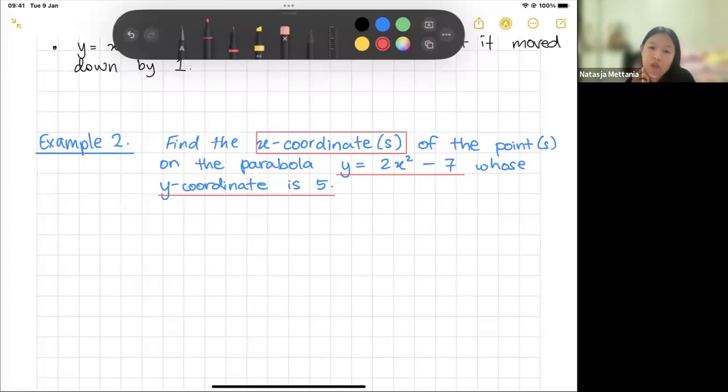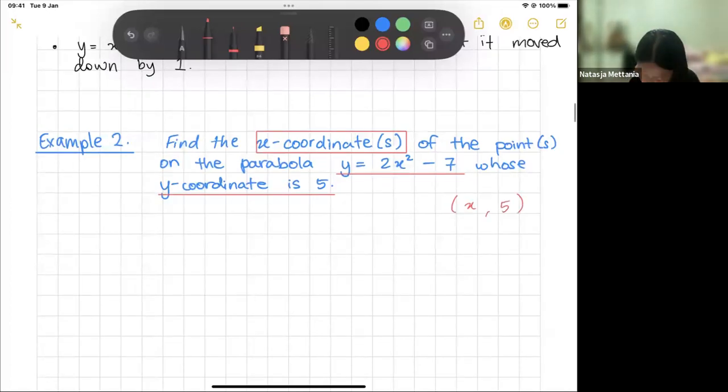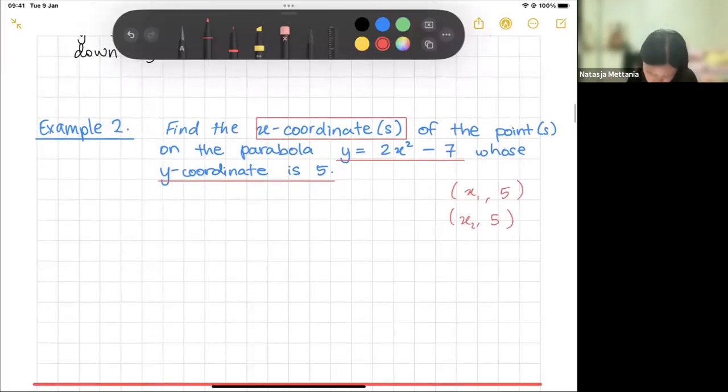Okay, so first off, when it says y coordinate is 5, it's basically trying to say that for my point, I need to find what the x coordinate is where the y coordinate is 5. Let's say if it had 2 points, then it would have x1 and x2, but the y coordinate would be exactly the same. The x might be different, it might be the same. We'll find out.